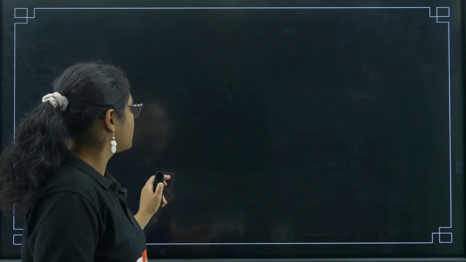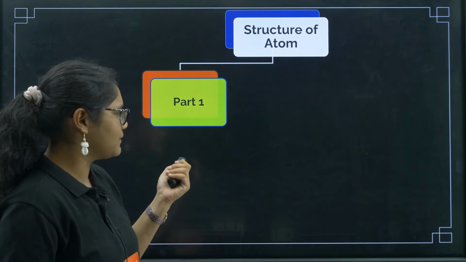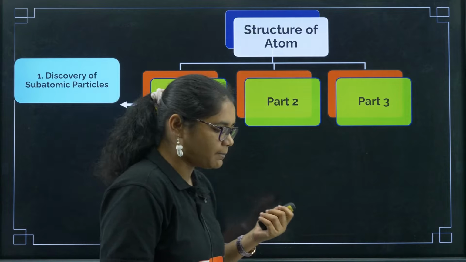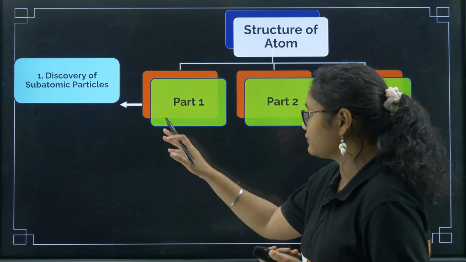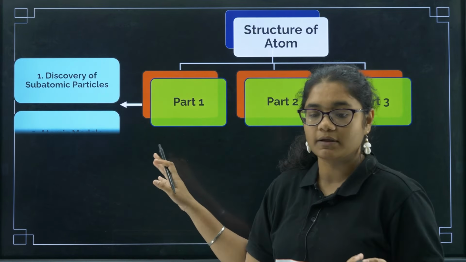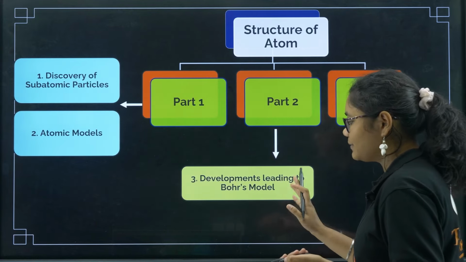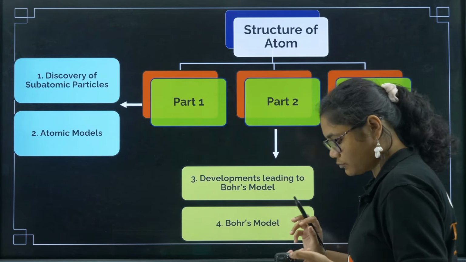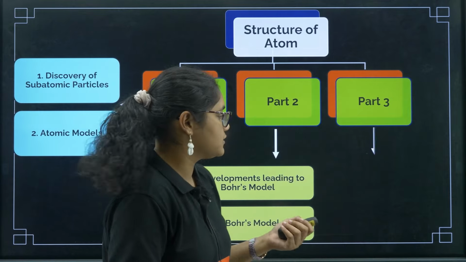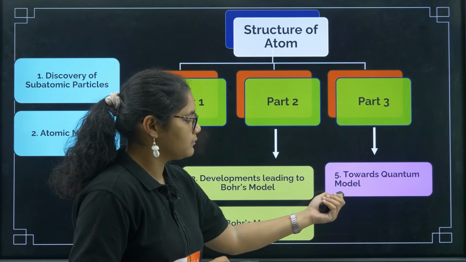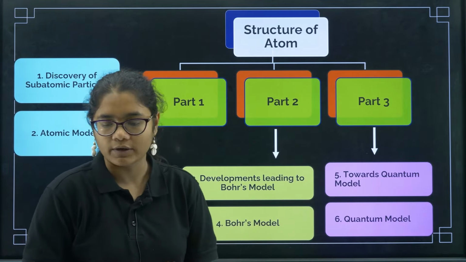Now coming to the structure of atom, as I told you, we'll be covering it in three parts. In the first part we have already done the discovery of subatomic particles and atomic models, and in part 2 we discussed developments leading to Bohr model and Bohr model, and next in today's lecture we are going to discuss towards quantum model and quantum mechanical model.